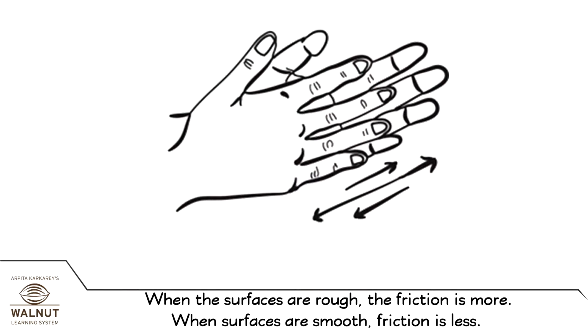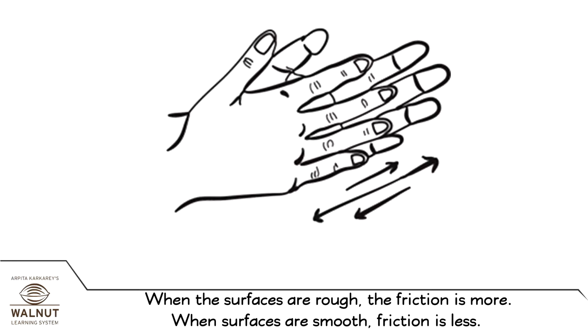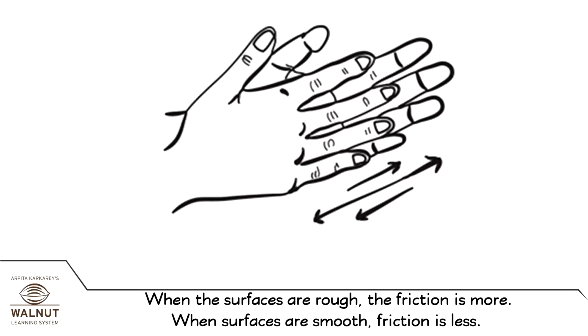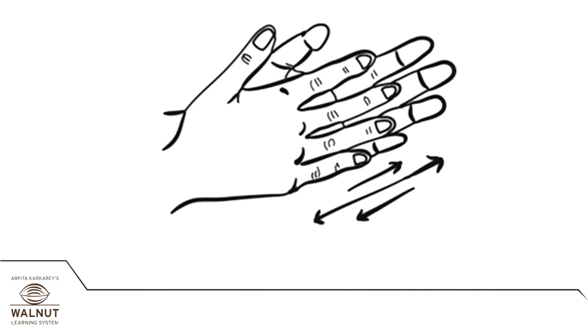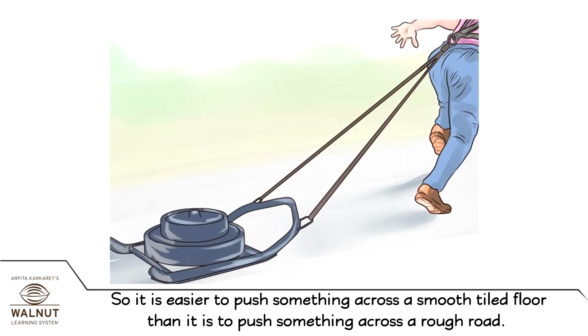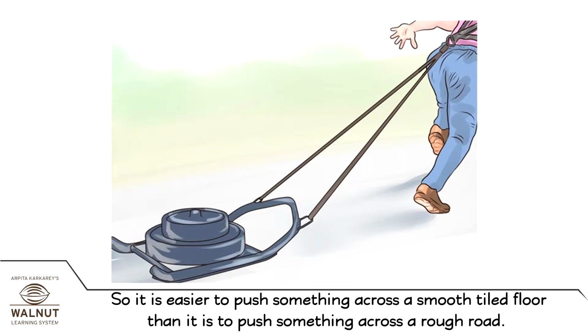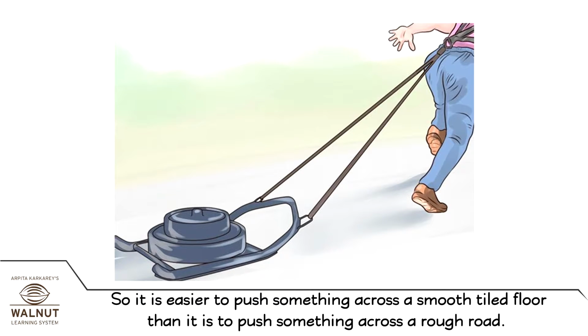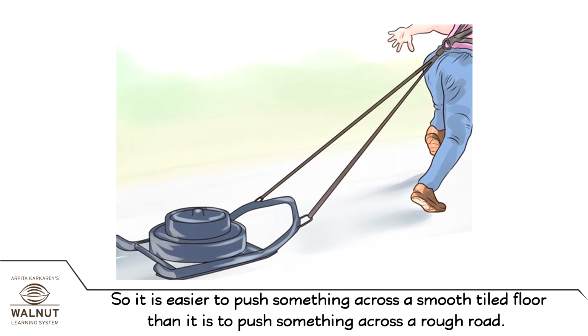When the surfaces are rough, the friction is more. When surfaces are smooth, friction is less. So, it is easier to push something across a smooth tiled floor than it is to push something across a rough road.